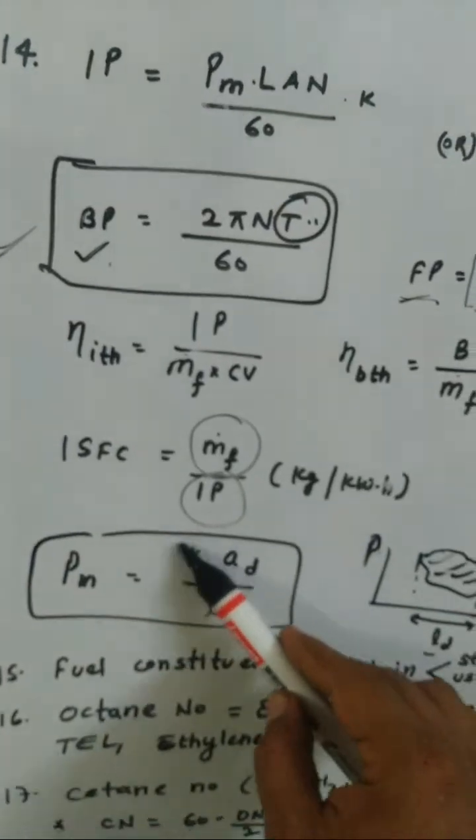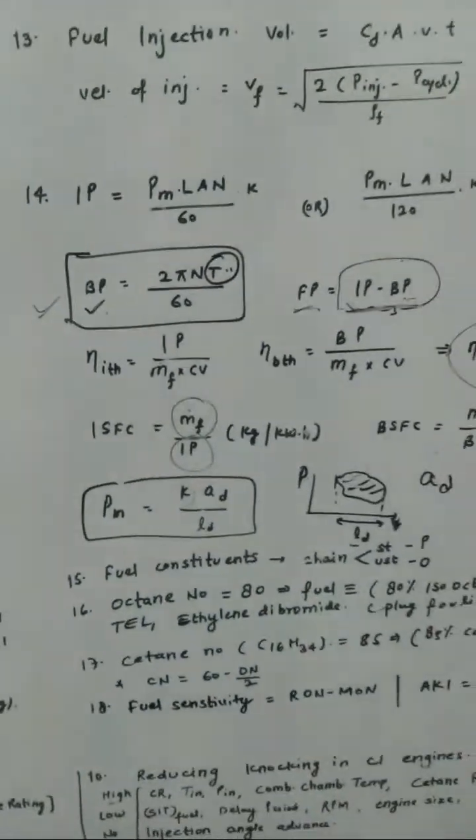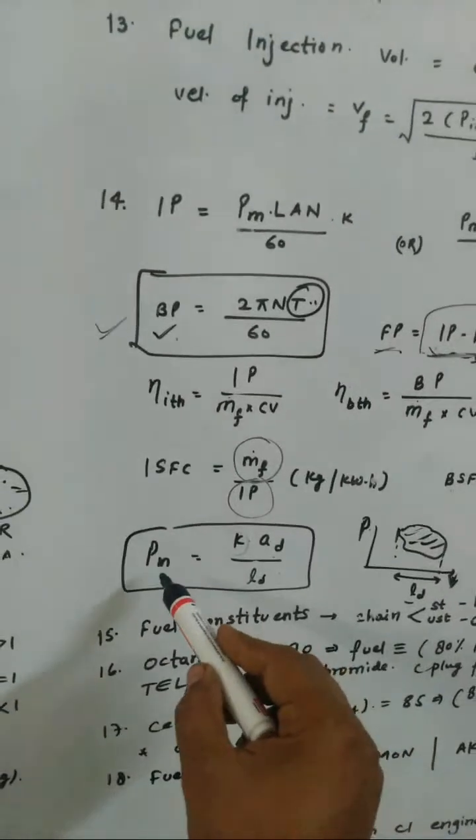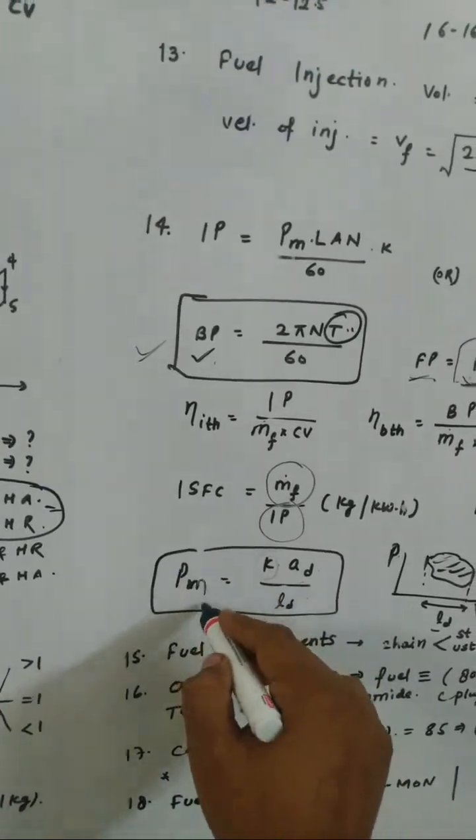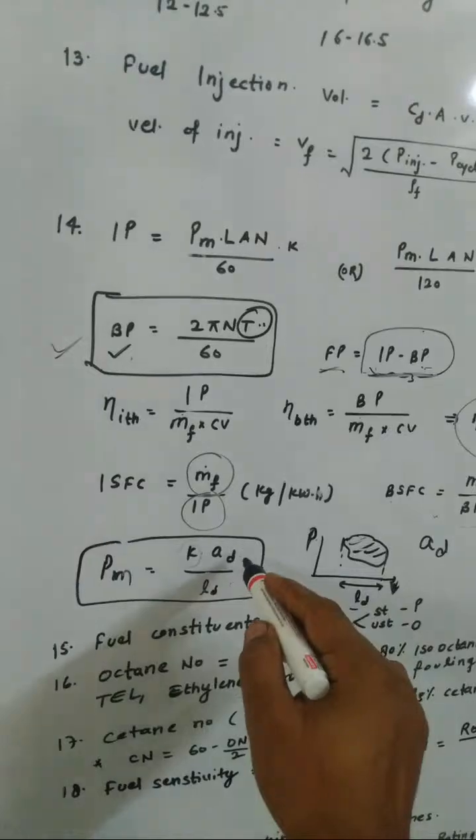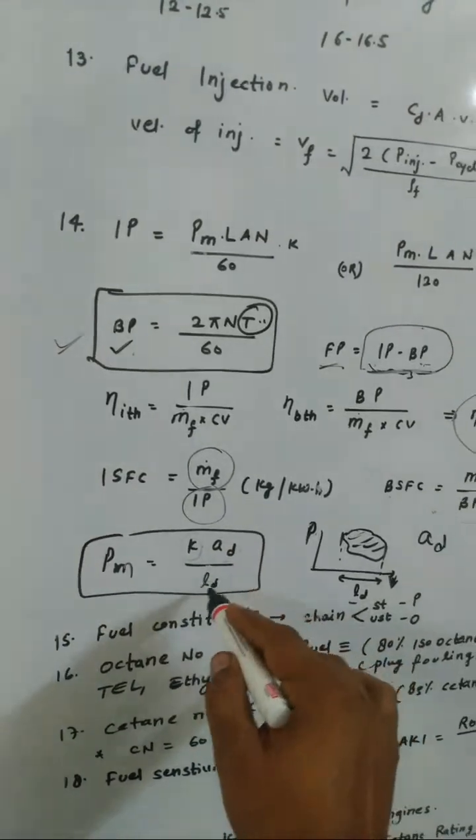Now what is K? K is the spring constant. Okay, the derivation you have seen, it is just as simple as it is. So mean effective pressure is spring constant into diagram area divided by diagram length.